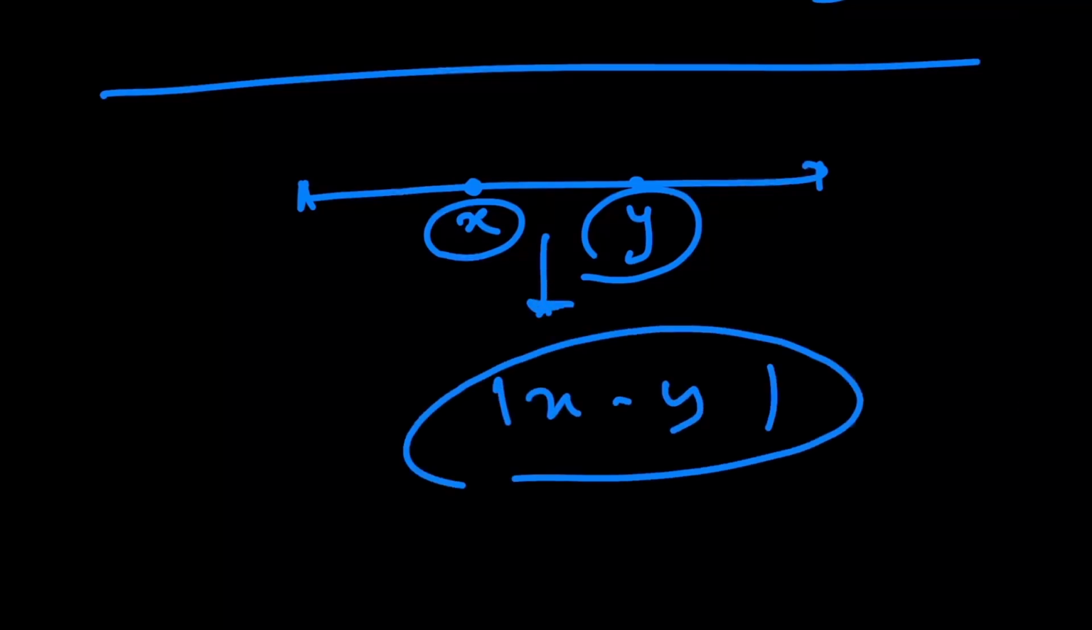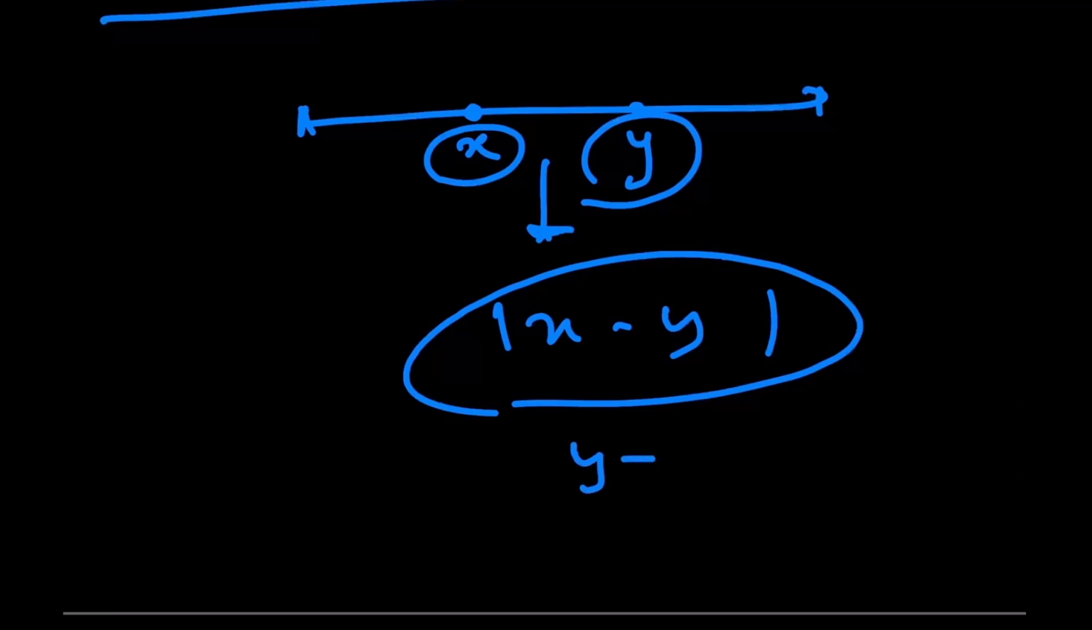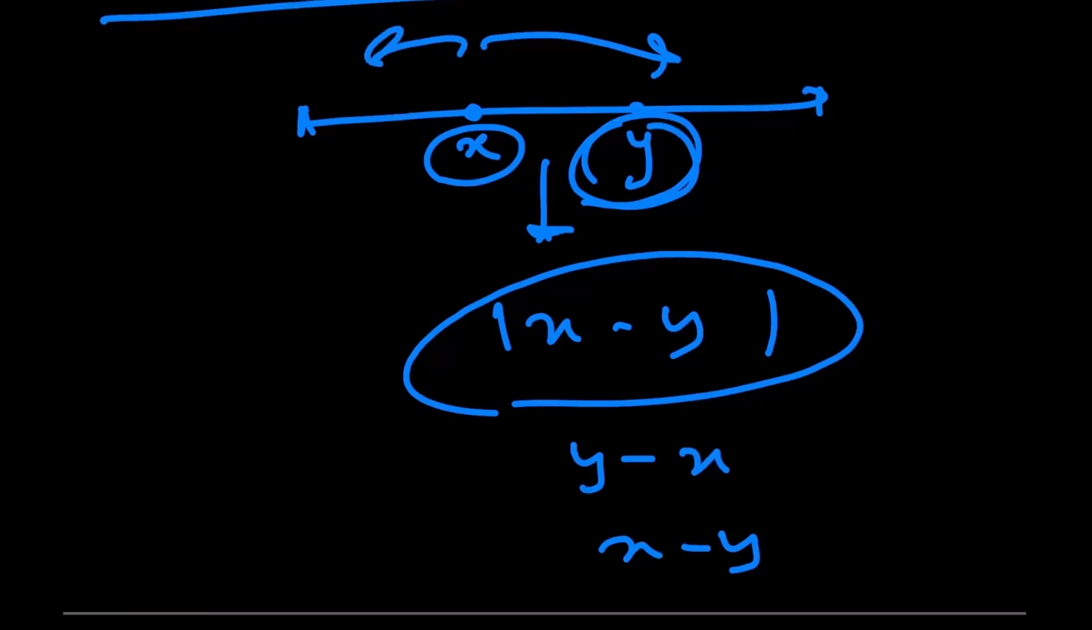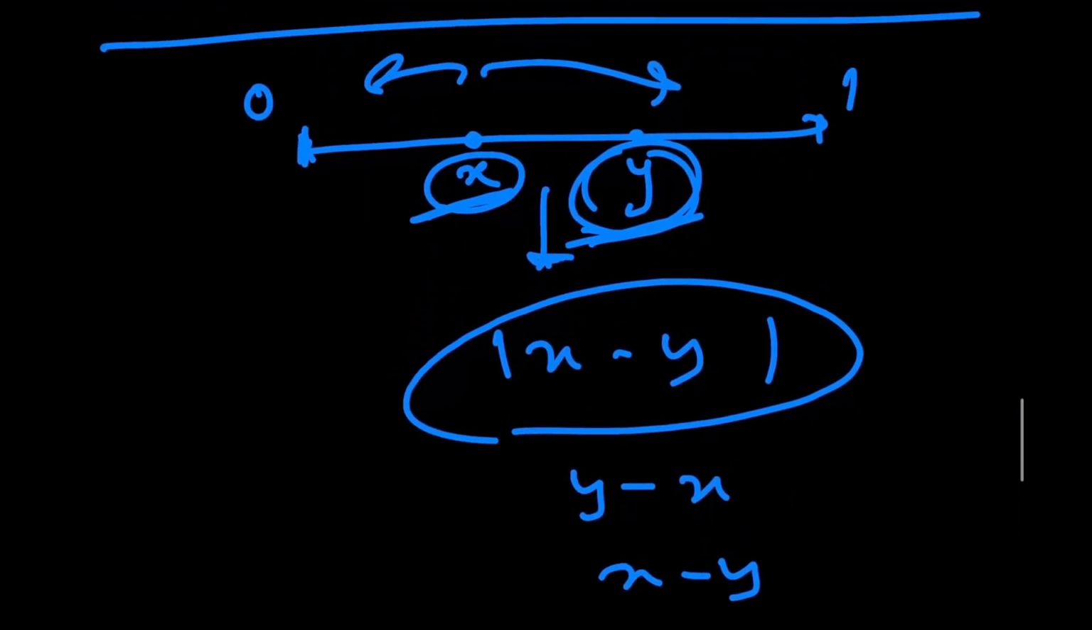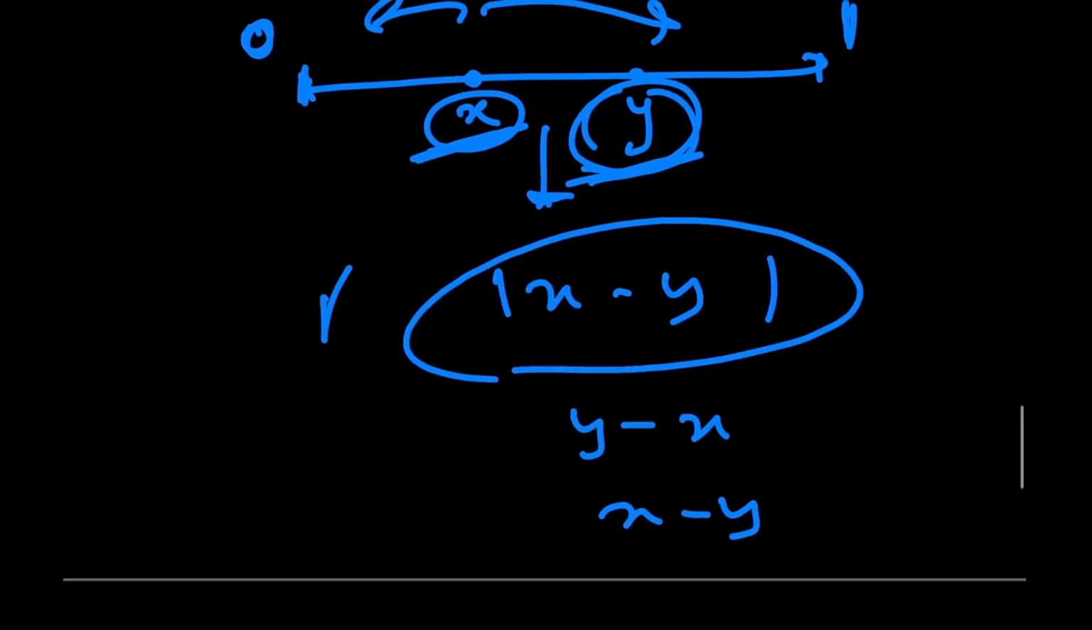Now, why do I say mod of X minus Y and not simply Y minus X or X minus Y? Well, we don't know if the point Y is going to be ahead of X or behind X, because so far I've just defined 2 points randomly chosen from 0 to 1, right? So we have 2 variables randomly chosen from 0 to 1, and what we need is the expected value of E of mod of X minus Y.